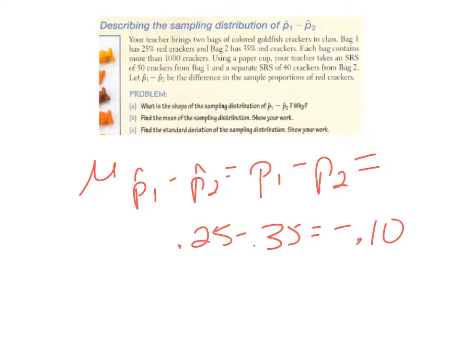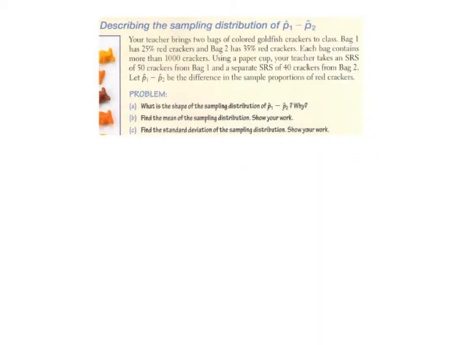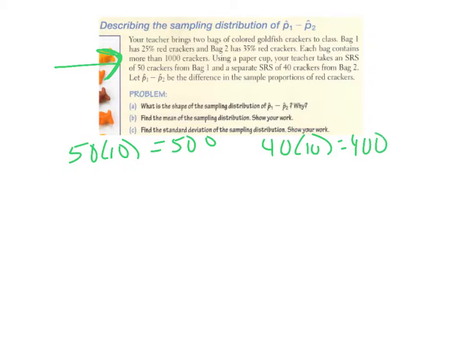And then my last one asked me to find the standard deviation of the sampling distribution, and again to show my work. What I have going on in this last one is I need to make sure that my 10% conditions are met, and they're met because I'm told right here that each bag has more than 1,000 crackers. So I have 50 times 10 gives me 500, and 40 times 10 gives me 400, but it told me each bag had a population bigger than 1,000, which means my sample sizes are less than 10% of my population.